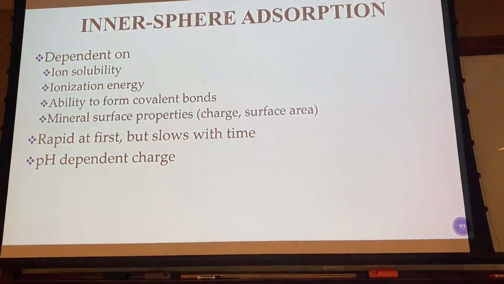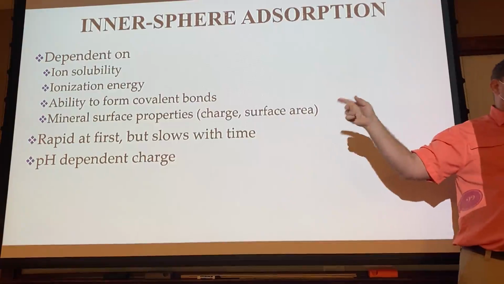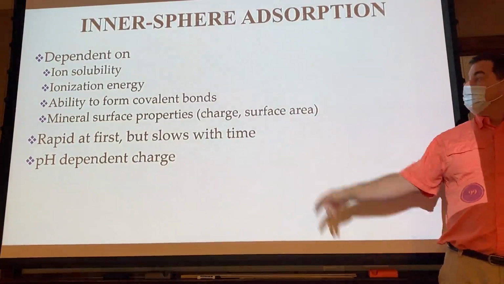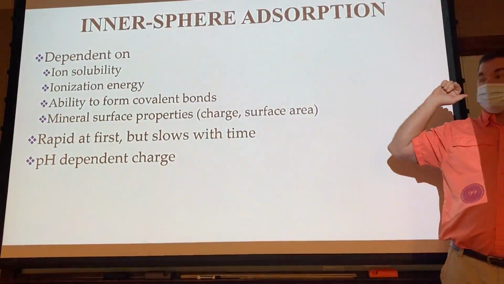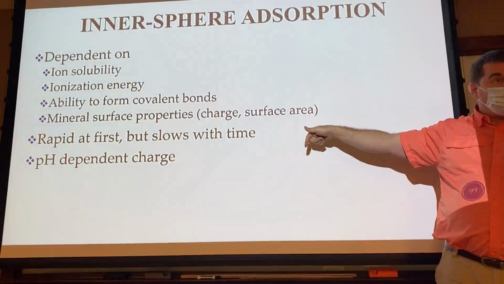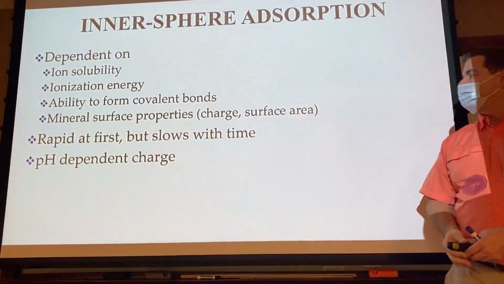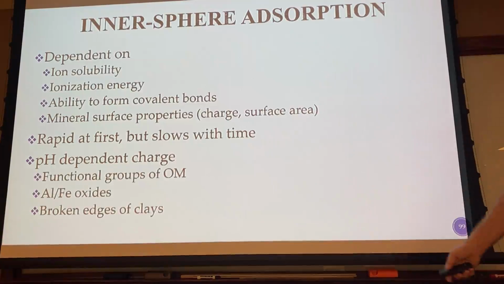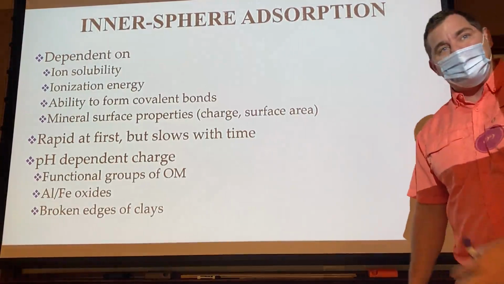And the ability to form those covalent bonds is also going to be dependent upon the charge and the surface area. So if we add lime, we increase the charge on the functional groups of organic matter, and we would have more inner sphere adsorption. If we change the charge on the surface property, we would have less. Again, pH dependent charge: functional groups of organic matter, aluminum and iron oxides, broken edges of clays.